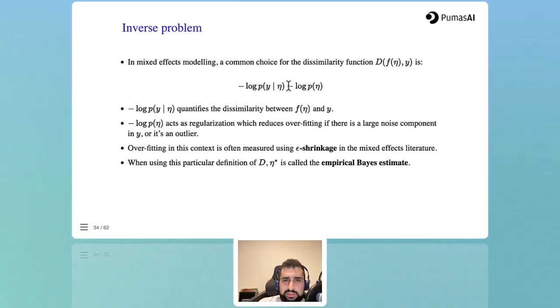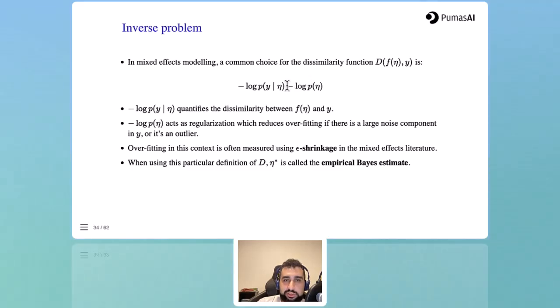Now, you can think of this minus log of the prior, or the probability of eta, as some sort of regularization. So it acts as a regularizer to reduce some overfitting. So if I have maybe some sort of time series data and one of the observations is completely off, I don't want my eta to be also going all the way to like 1,000 or 1 million, just because that's the value of eta that best fits the data or best represents this data.